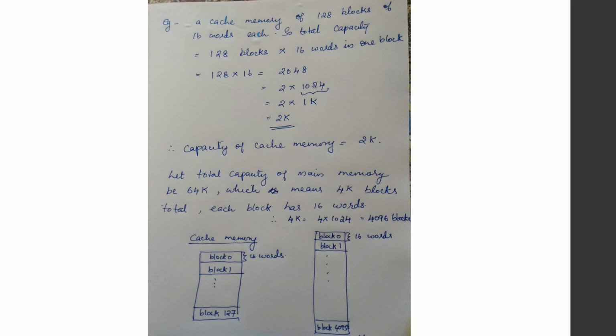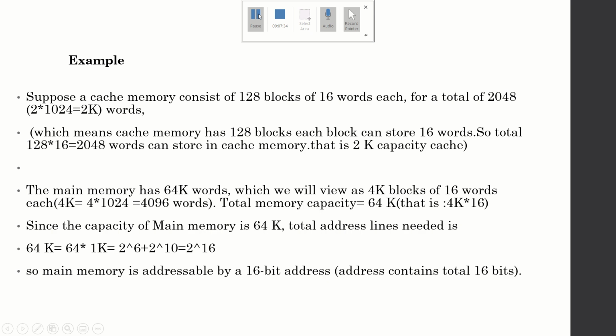So the next thing we have to consider is the same thing written here. I just took it in my own way to explain this example. Suppose that a cache memory consists of 128 blocks, 16 words each. So total 2048 words, as I said, 2 into 1024 is equal to 2 kilobyte words are there. That is the case of cache memory. I am writing in detail how you got this value. Then we have the main memory which contains 64 kilobyte words.